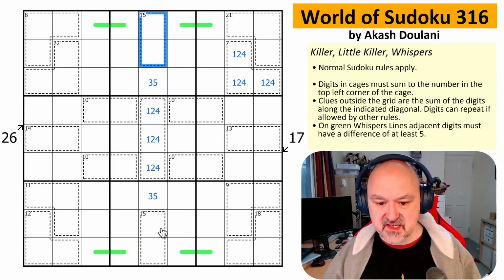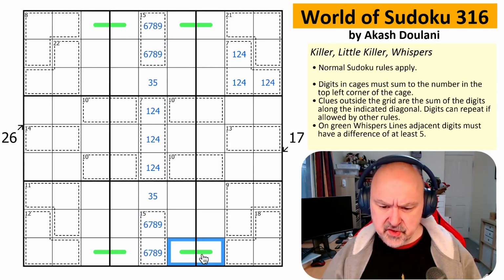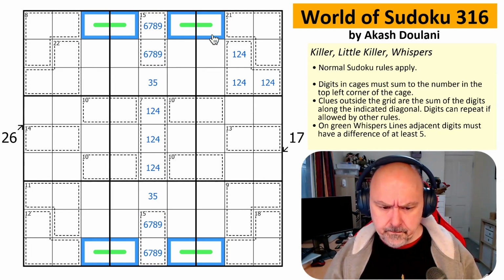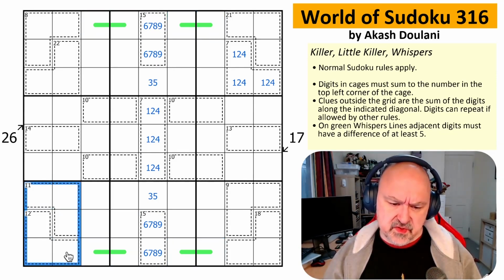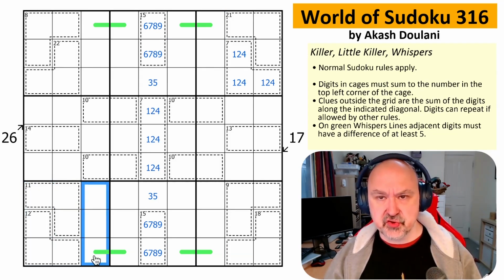So, of course, these are 6, 7, 8, 9, which I would have known if I'd thought about the 15s anyway. Am I going to put that in? I think I am. Because I'm curious about these whisper lines, but I'm not there yet. So, actually, I'm going to think about this whisper line. Because these are 6 cells that sum to 23, which means these sum to 22.